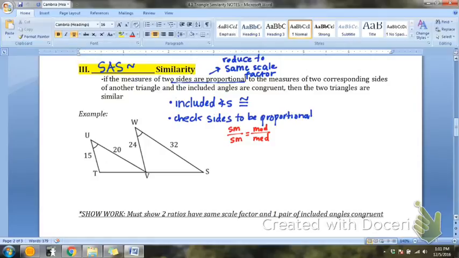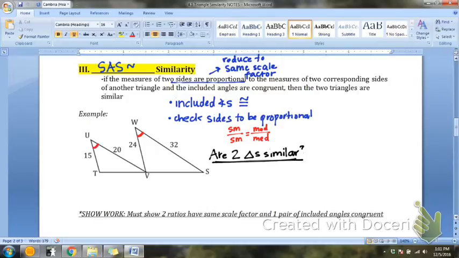Okay, if we look at this example, so we're trying to answer this question. Are the two triangles similar? Well, we've already stated that the angles are congruent, right? We already have the arcs that are marked for us. So we know that the angles are congruent, but are they the included angles? Are they the ones that are in between? On each triangle is the angle in between the two sides? Yeah. Okay. So now we need to check to see if our sides are proportional.